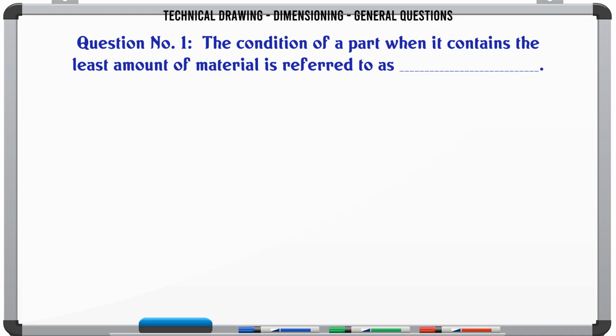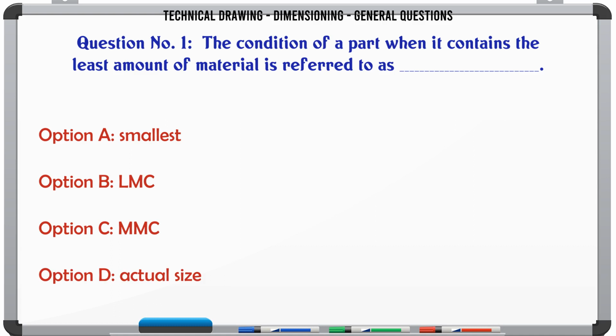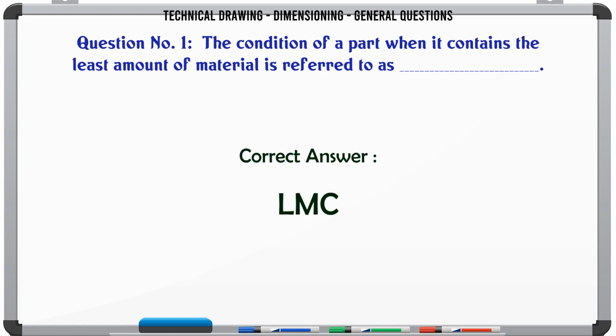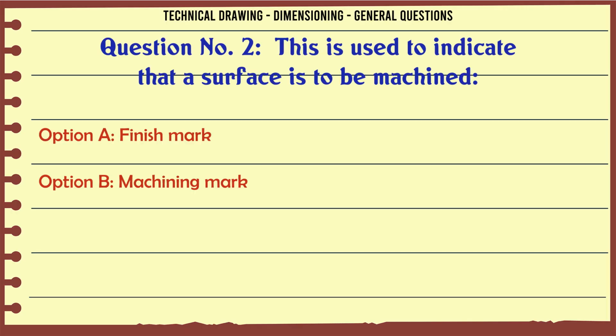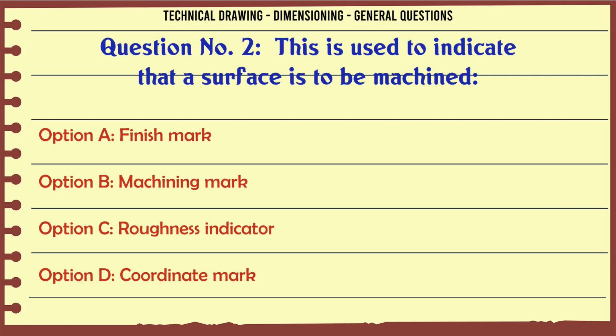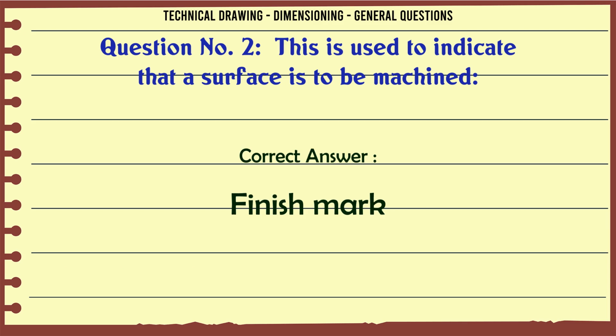The condition of a part when it contains the least amount of material is referred to as A. Smallest, B. LMC, C. MMC, D. Actual size. The correct answer is LMC. This is used to indicate that a surface is to be machined. A. Finish mark, B. Machining mark, C. Roughness indicator, D. Coordinate mark. The correct answer is finish mark.